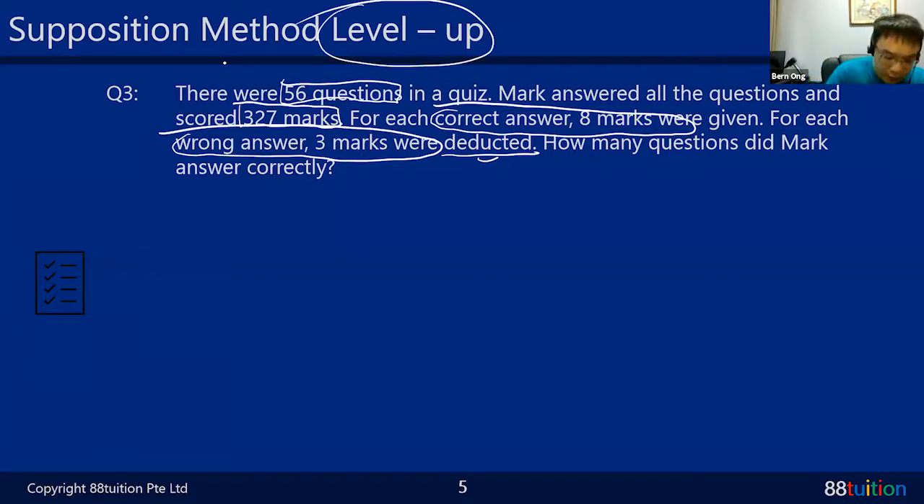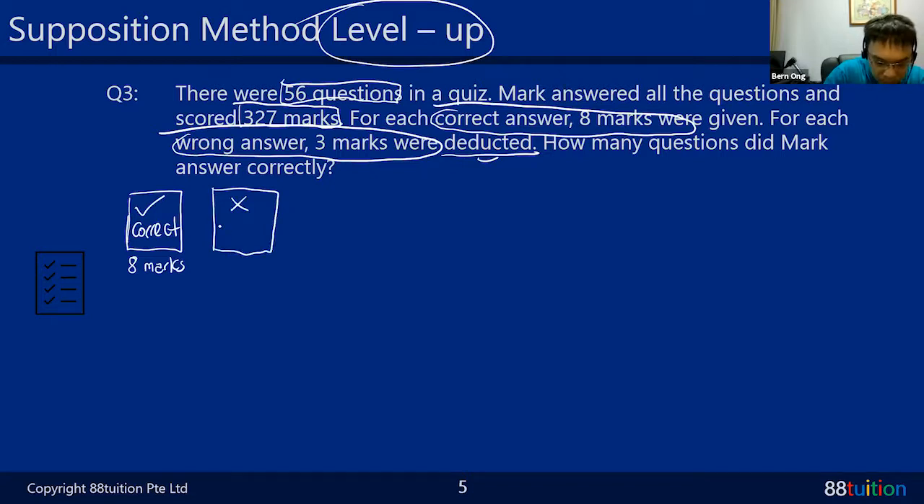So down here for every correct answer, if it's correct, you will get a what? I'll get 8 marks. But if you got it wrong, what happened? Terrible. If you get it wrong, you will be deducted. Means minus 3 marks down here. Can you see not? Can you see?